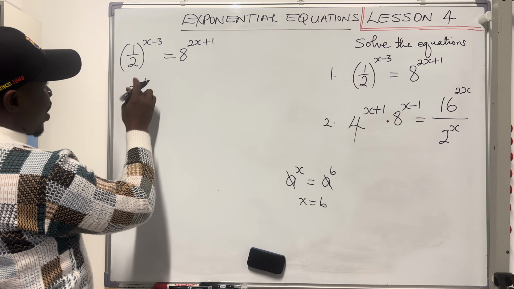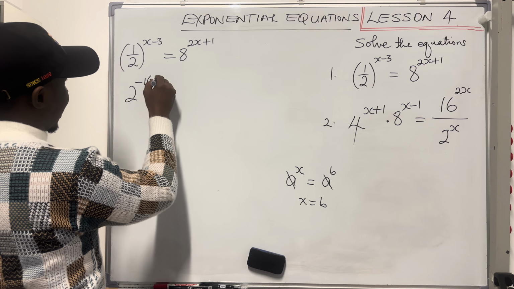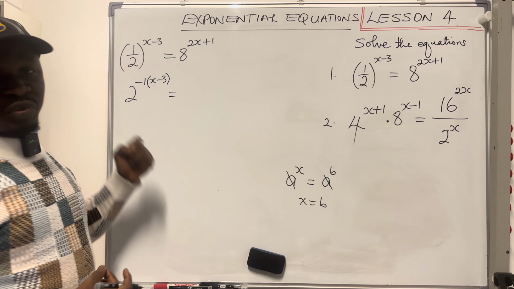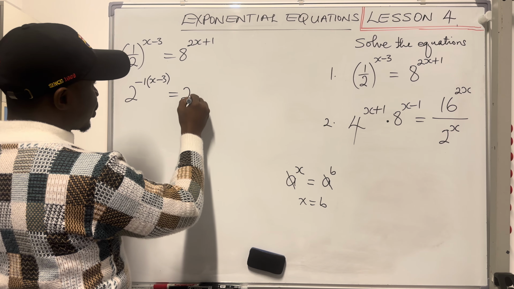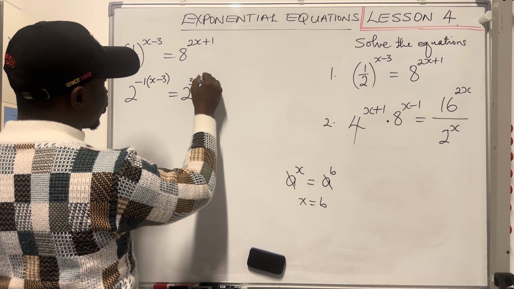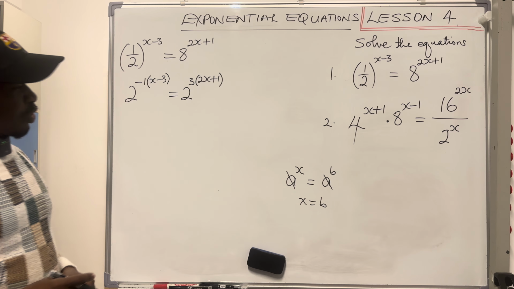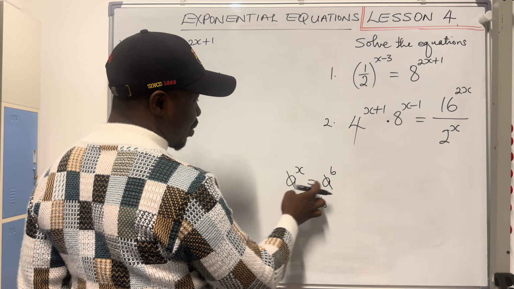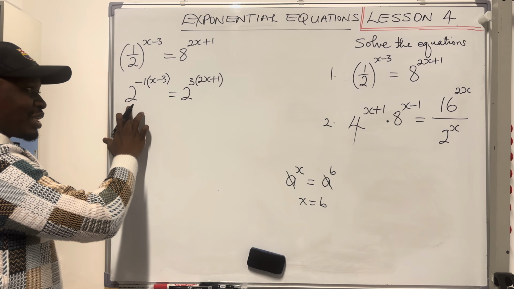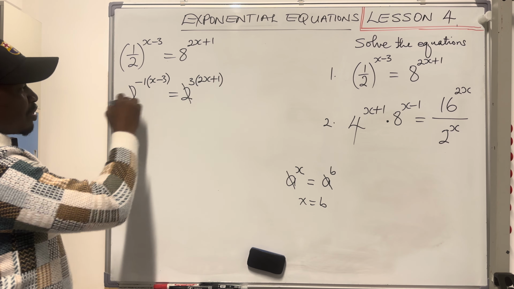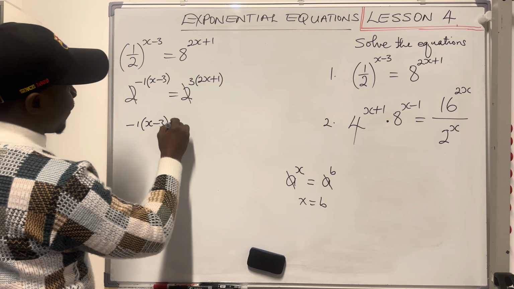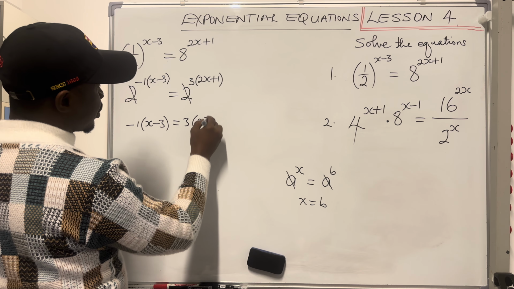So now the new power multiplies the original power, which is x minus 3, equal to 8. Here we also need a base of 2. Well, 8 itself is the same as 2 to the power 3. So the new power multiplies the original power, which is 2x plus 1. Now we have a to the x equal to a to the b: one base equal to one base. So now we can forget about the bases. Here we are left with minus 1 multiplied by x minus 3 equal to 3 multiplied by 2x plus 1.